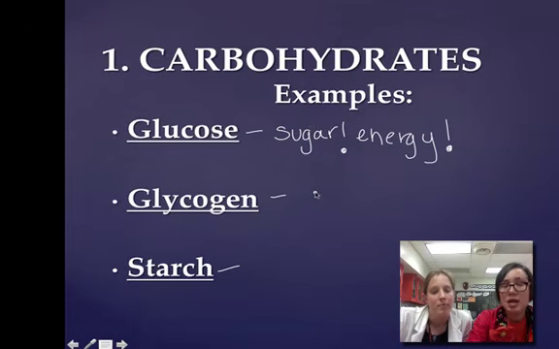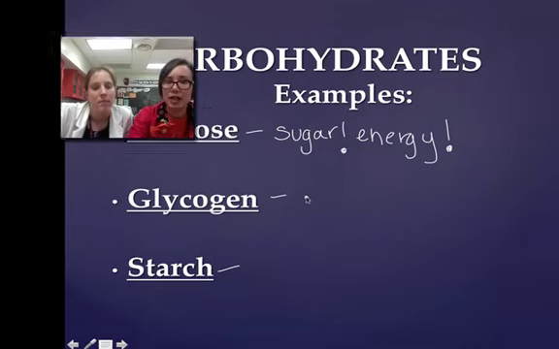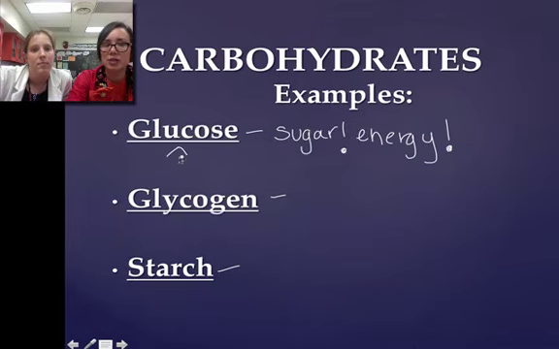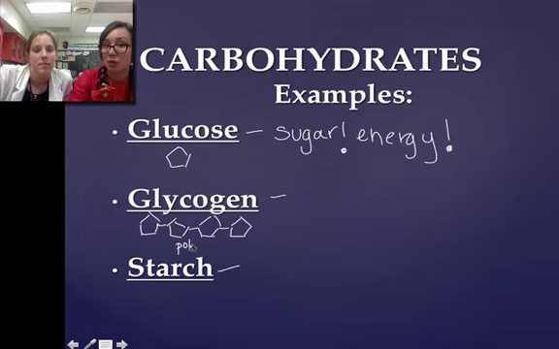Next we have something called glycogen. Glycogen has a fancier name because glycogen is a bigger sugar. So it's not a monomer like glucose. Instead, this is a polymer. And there's a reason why glycogen exists in animals, because it's only found in animals. It's not found in plants.